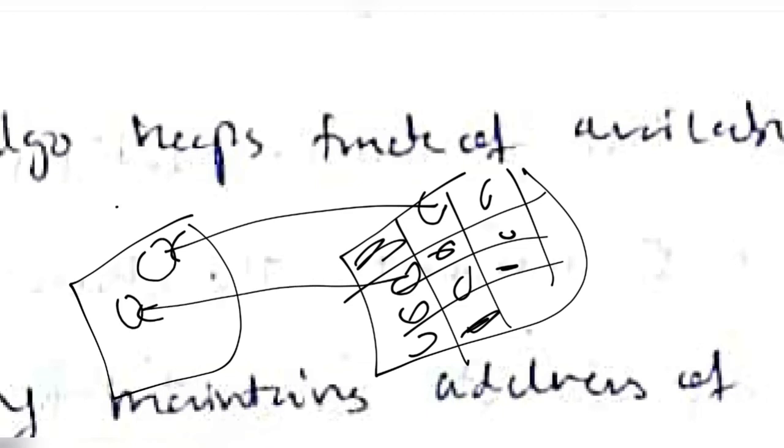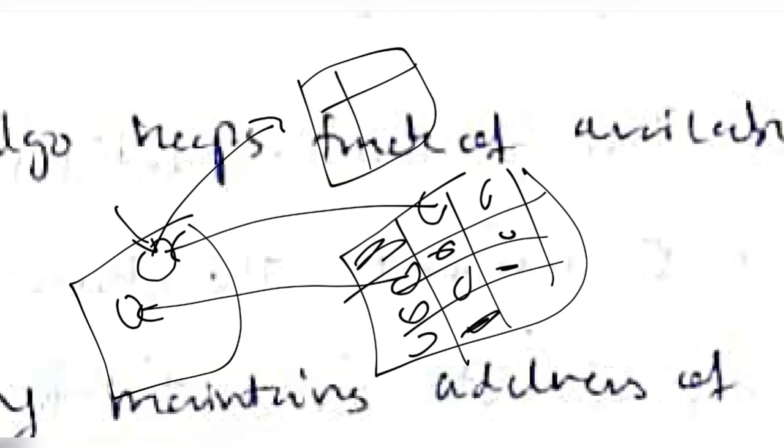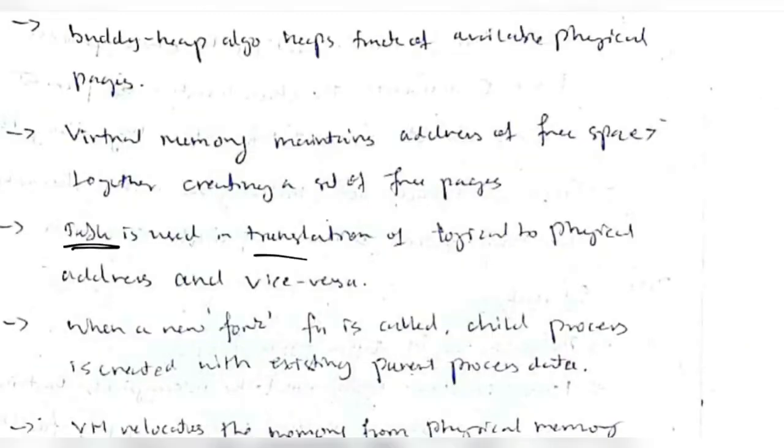So how do we know which part this belongs to? That we can know by the lookup table. In the lookup table, this is known as the physical address, and this is the logical address. So the translation from the logical address to the physical address is done by the lookup table. See here, the table is used in the translation of logical to physical address and vice versa.